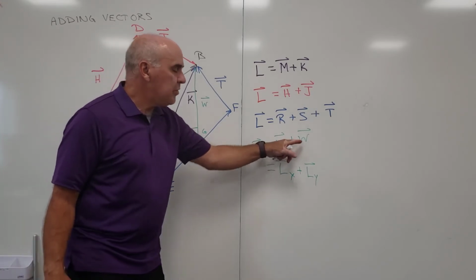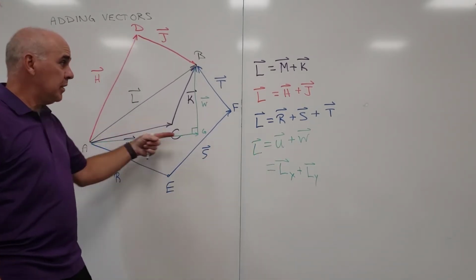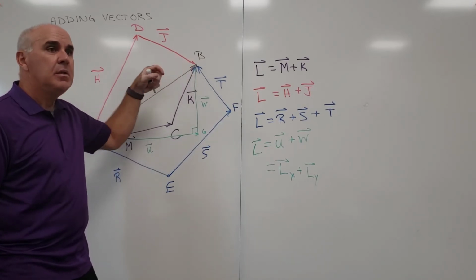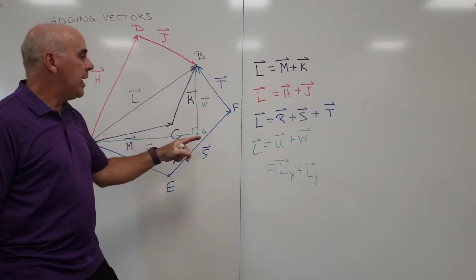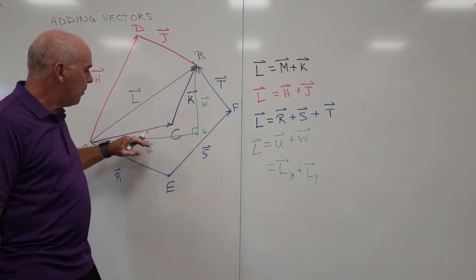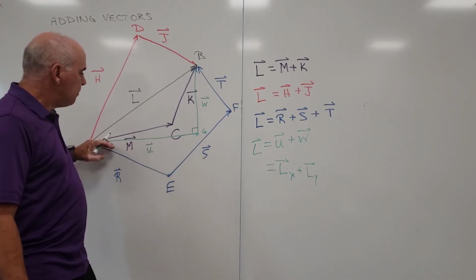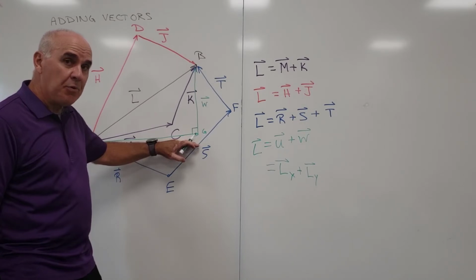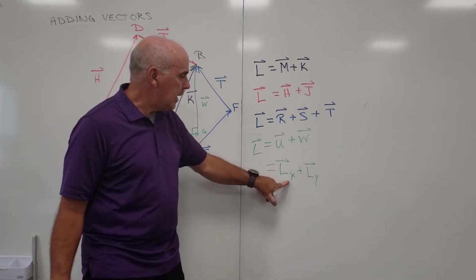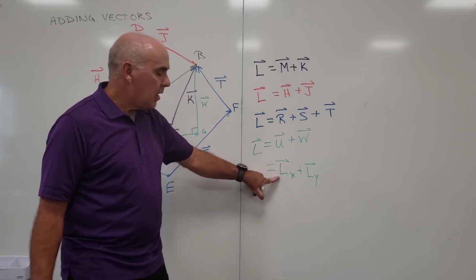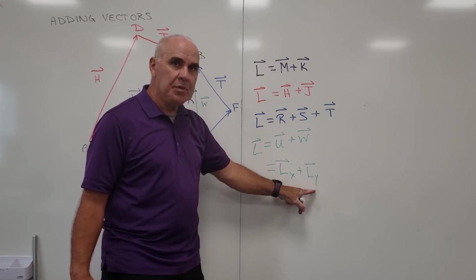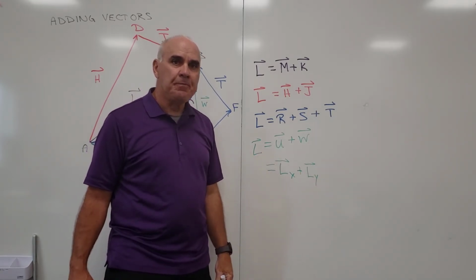U and W make two vectors, one along the x-axis only, one along the y-axis only, and when I add those together, I get the vector L. And so I call that component, or that piece of the trail, if you will, that portion of the path I've taken along the x-axis, I call that the x component of the vector L. And the y, I call that the y component of the vector L.